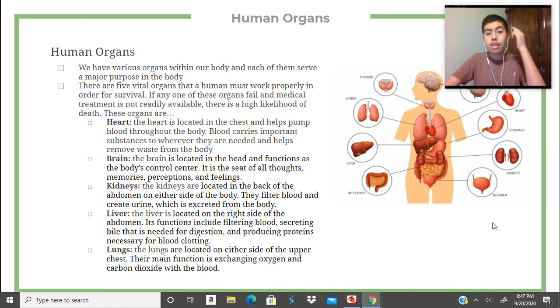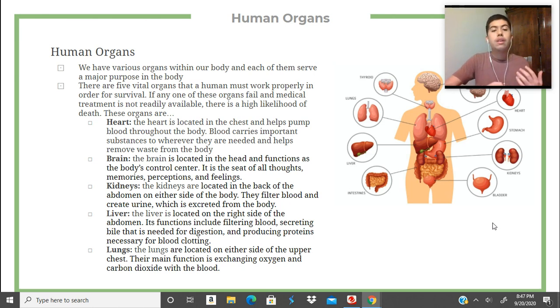And then we have the brain. The brain is located in the head and functions as the body's control center. It is the seat of all thoughts, memories, perceptions, and feelings. So the brain is very important. And then we have the kidneys. The kidneys are located in the back of the abdomen and on either side of the body, so back here. They filter blood and create urine, which is excreted from the body. So they filter the blood and form urine, and that's sent out of the body.